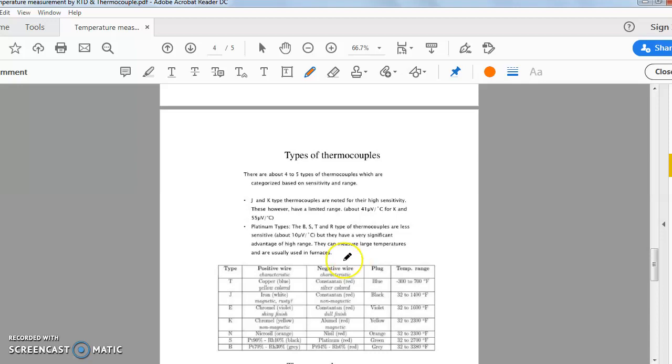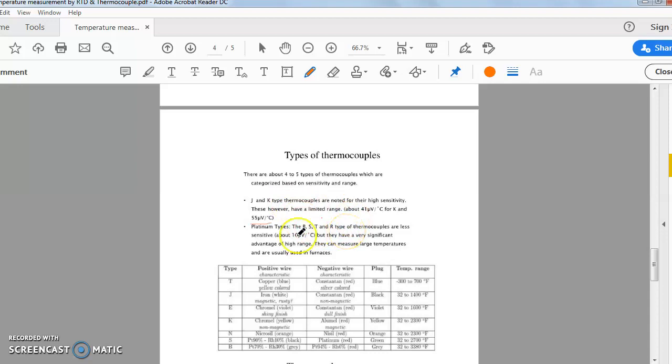So, types of thermocouples. First, the J and K type thermocouples are noted for their high sensitivity. This, however, has a limited range, about 41 microvolt per degree centigrade for K and 55 microvolt per degree centigrade for J. Now, platinum type. Platinum types are basically B, S, R type thermocouples. So these are different types: B, S, R, J, K. These are all the thermocouple types.